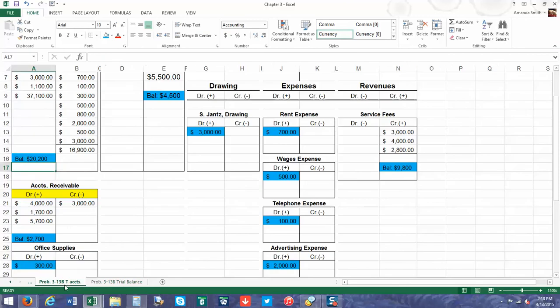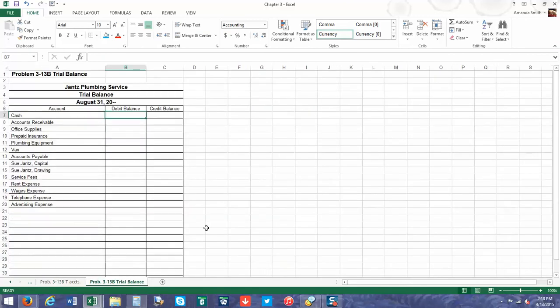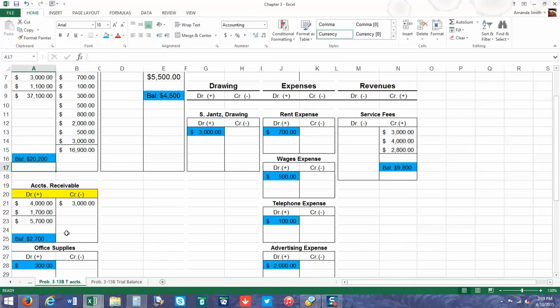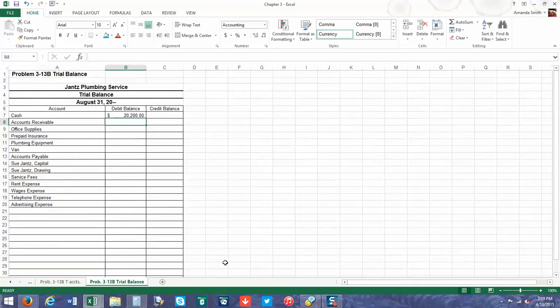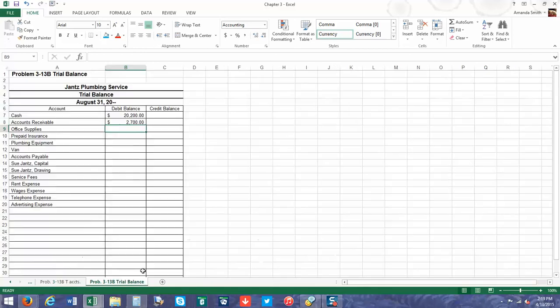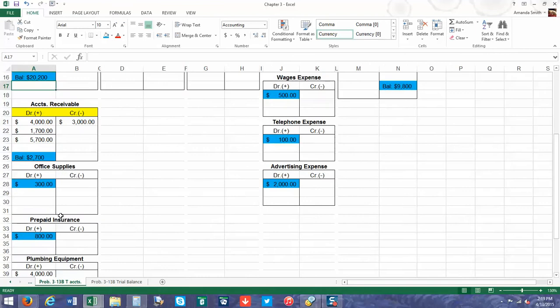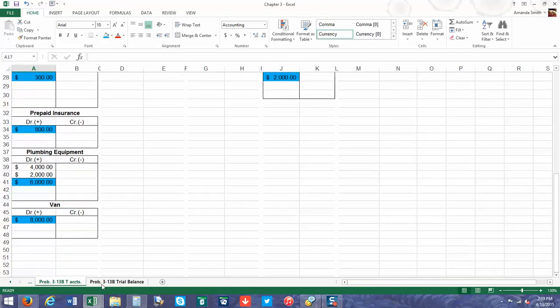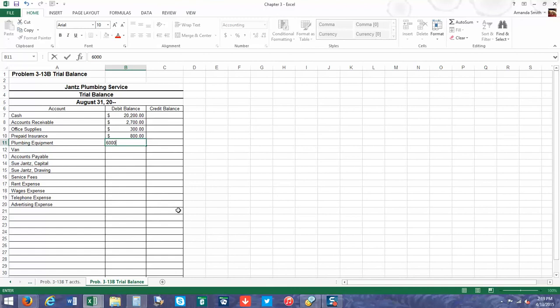So this can take some work. Sometimes it might be easier to print out a page and then handwrite it, or if you have your study guides, you can use the page in your study guide to do that as well. So we're just going to go down and enter in the numbers. Plumbing equipment is $6,000 and the van is $8,000.